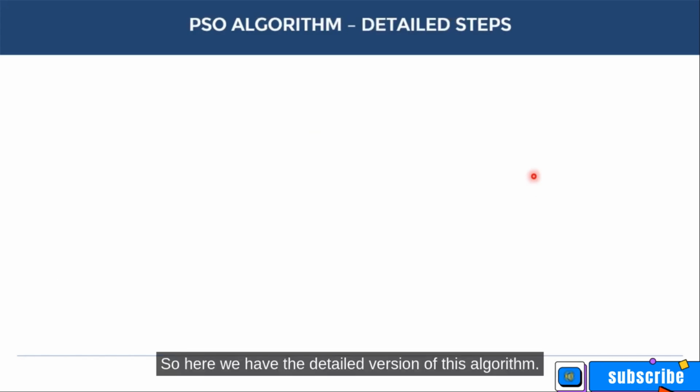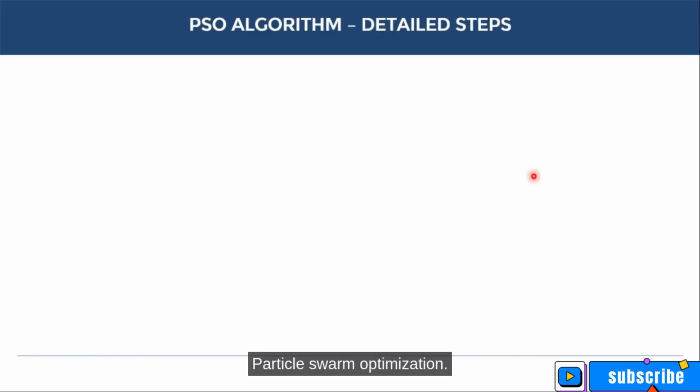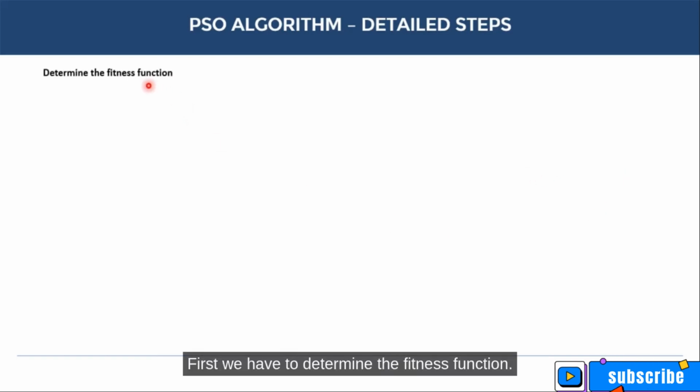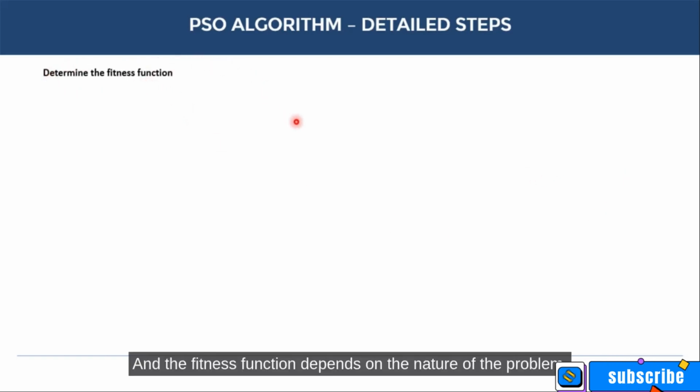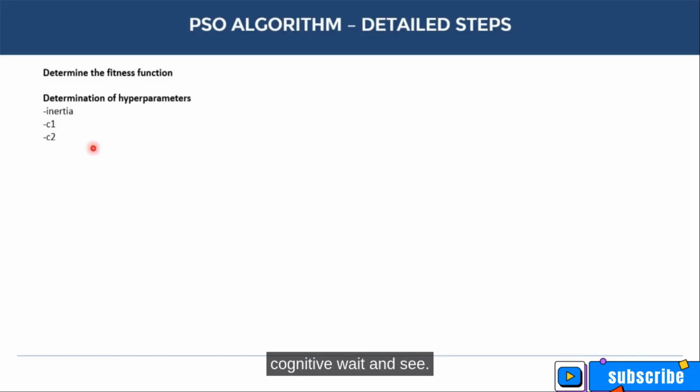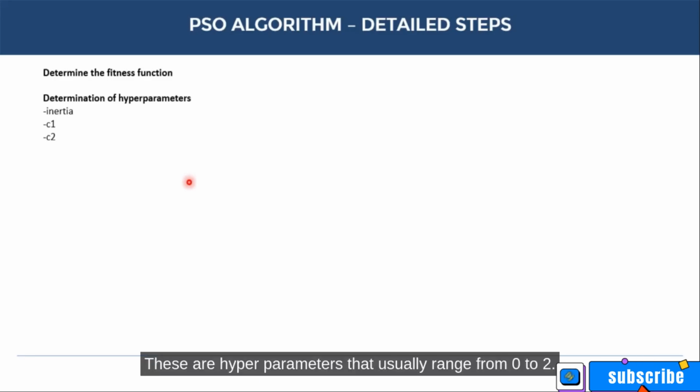So here we have the detailed version of this algorithm, particle swarm optimization. First, we have to determine the fitness function, and the fitness function depends on the nature of the problem. We have to determine the hyperparameters, the inertia, which is also known as W, C1, which is the cognitive weight, and C2, which is the social weight. These are hyperparameters that usually range from 0 to 2.